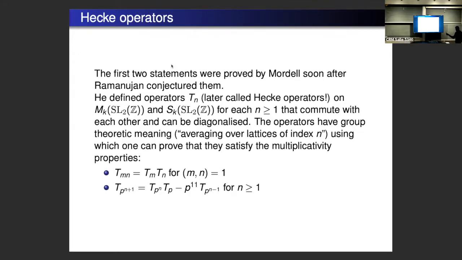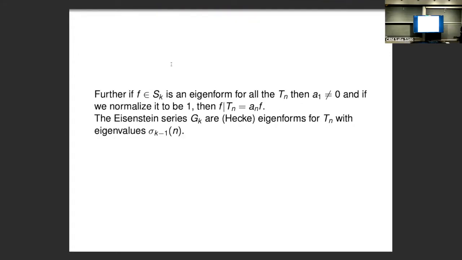And then the connection with the Fourier coefficients. If you have a cusp form which is an eigenform for all the Tn's, then first of all the first Fourier coefficient doesn't vanish, and we can normalize it to be 1, because that doesn't change eigenvalues. Then there's a connection between the eigenvalues and Fourier coefficients. For an eigenform normalized so that the coefficient of q is 1, there's a direct connection between the eigenvalue of the nth Hecke operator Tn and the Fourier coefficient of f. So f of Tn is equal to a_n times f.